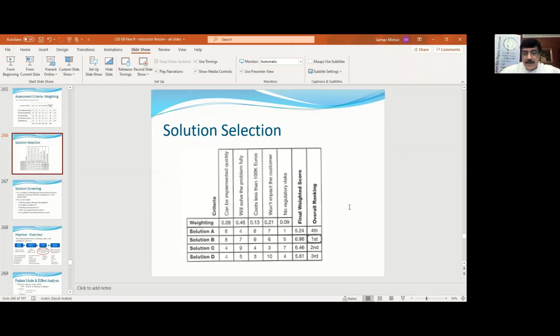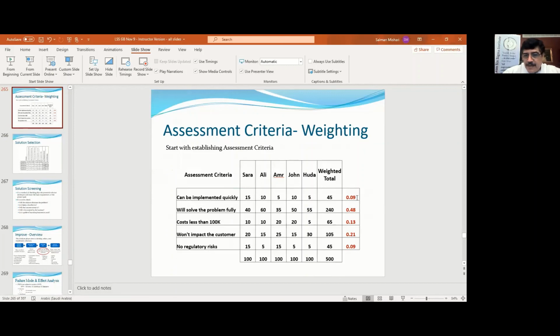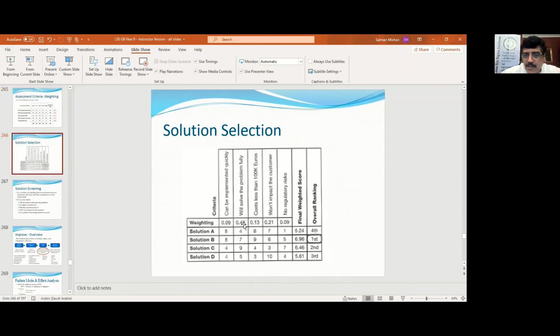No, actually we use the criteria here, the weighted criteria. We said we're giving 0.09 to easy implementation. So if the solution can be easily implemented, we give it a weight of about 9%. But we've given almost 50% to the problem being solved fully, which makes sense. We want the problem to be solved, not just solved quickly. So we give 50% of our weight to solving the problem fully, and 9% to solving it quickly. Then we take these numbers and put them at the top: 0.09, 0.48, 0.13.